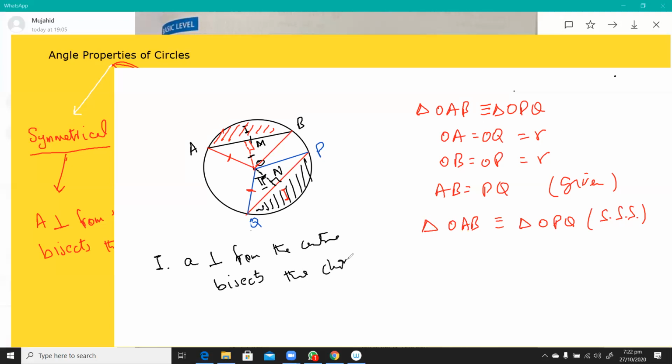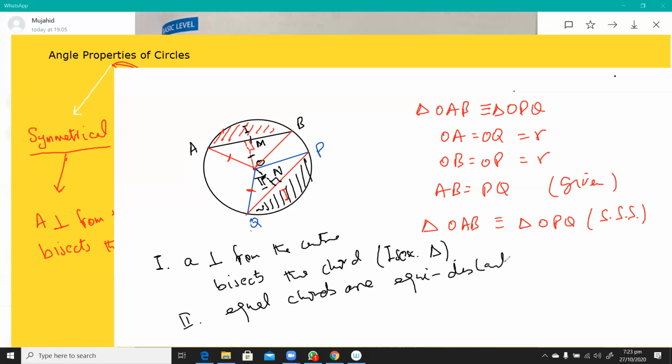And what should be going in your mind while recalling this? That isosceles triangle, okay? And the second property says that equal chords are equidistant from the center. If you remember these properties, you will be learning the next properties more easily.